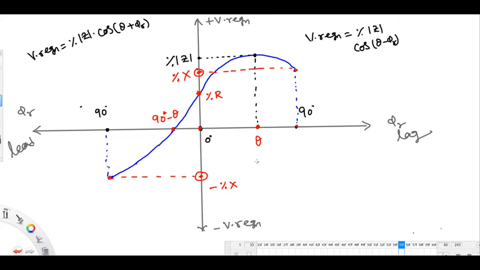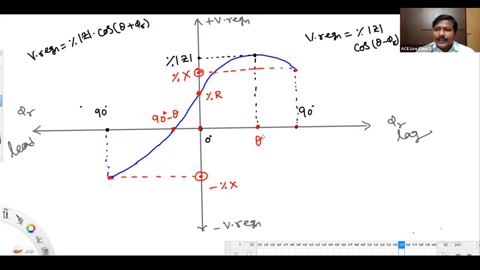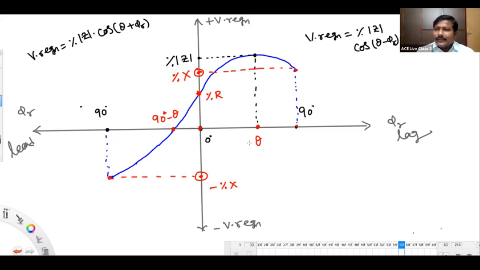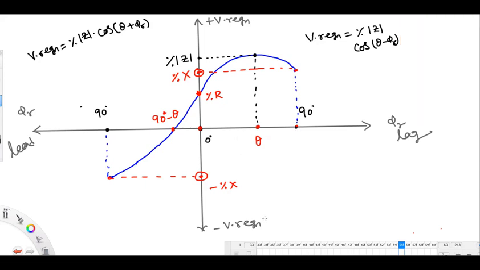Sir, what is the leading and lagging concept? Current is leading with respect to voltage, that's the meaning of leading. Current is leading with respect to voltage because of the capacitive load. Okay, sir. So current is lagging with respect to voltage because of inductive load. Okay, sir.